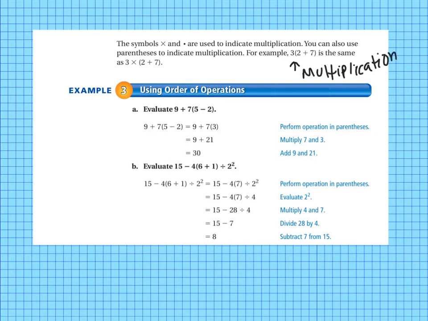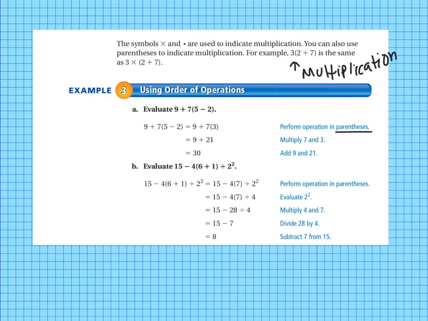Now let's take a look at example 3 using order of operations. We're going to evaluate 9 plus 7 times (5 minus 2). So we're going to first do the parentheses, 5 minus 2, which equals 3. So 7 times 3, and then we look for exponents.